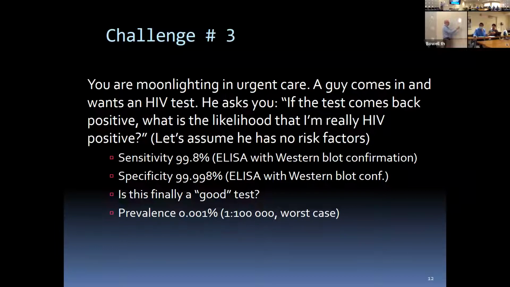99,979. Wait, we have to find that one. 99,979? Okay. So that leaves us with what? 20? This should actually be 98 or 99, I think, right? Or is it 979? 979. Okay, so that leaves us with 20. Yeah. Okay. 20. What's the positive predictive value?